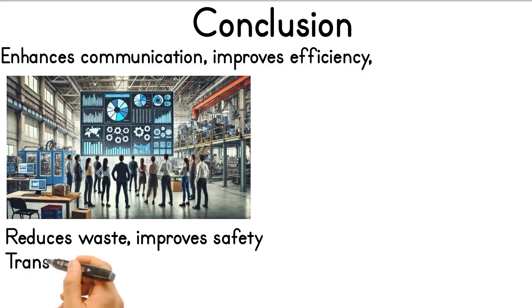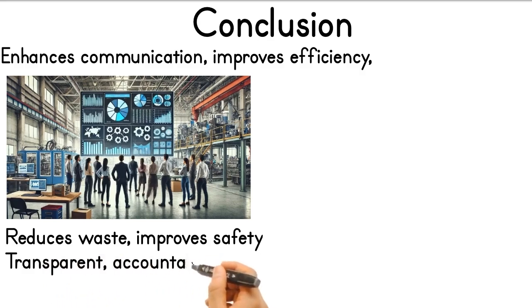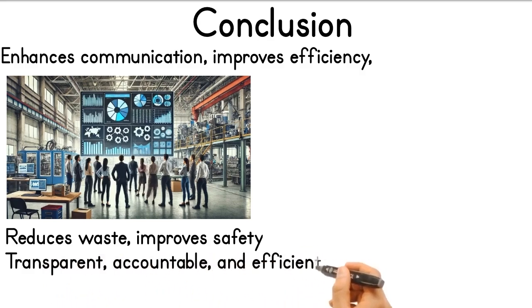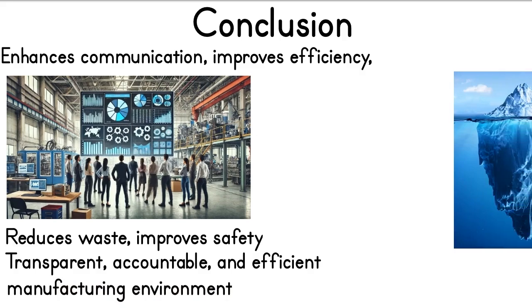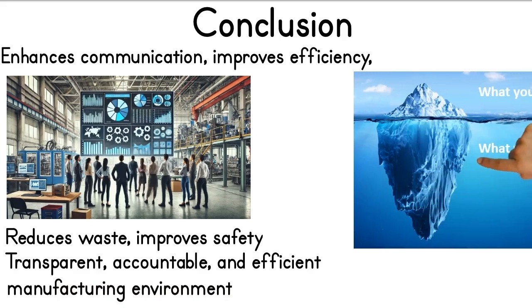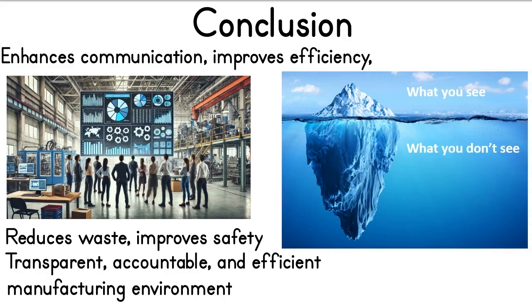The implementation of a visual factory supports lean principles by eliminating confusion, reducing downtime, and ensuring smooth operations across all areas of the production process. Ultimately, a well-executed visual factory helps create a transparent, accountable, and efficient manufacturing environment, where everyone has access to the right information at the right time.